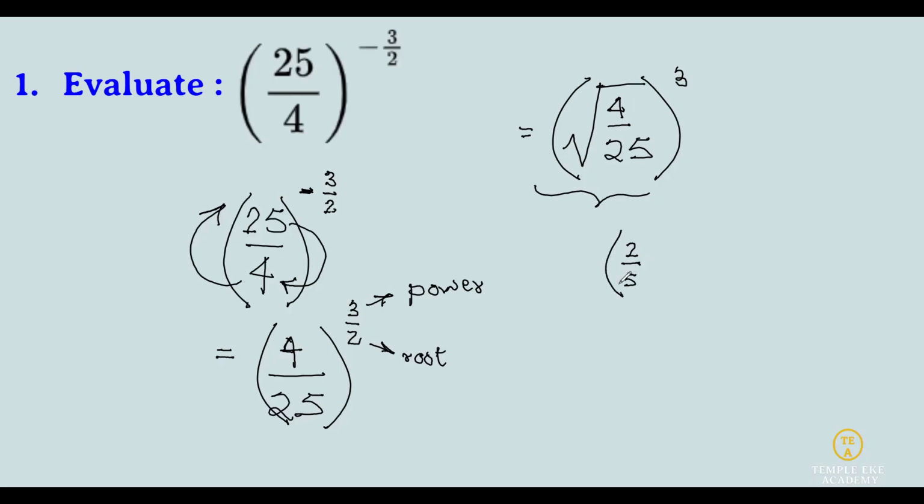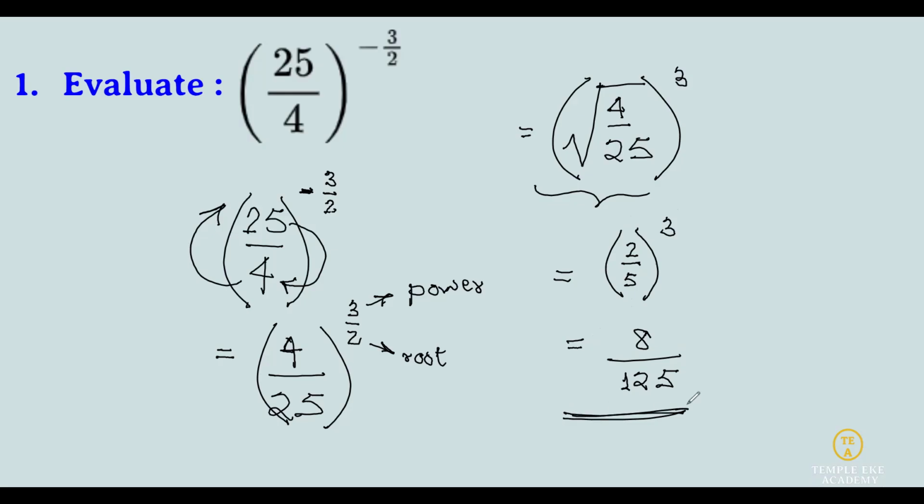And therefore, this arrangement is raised to the power 3. So we can raise each one to the power 3. That means 2 will be raised to the power 3. 2 multiplies itself 3 times: 2 times 2 is 4, times 2 is 8. Divided by 5 to the power 3 also: 5 times 5 is 25, multiplied by 5 again is 125. Very simple, of course.